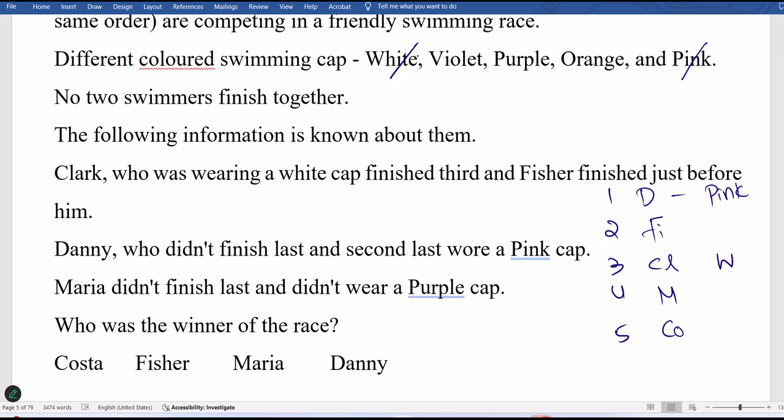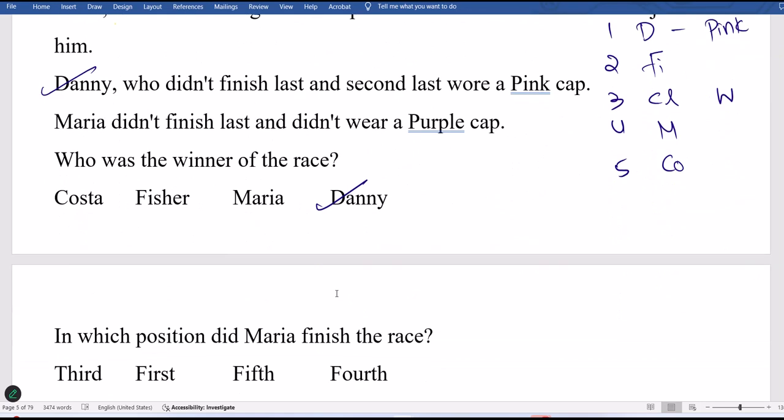Okay. Now Danny is going with pink. That's fine. This is completed. Now question: who was the winner of the race? Danny. This is completed. Who was the winner? Danny. This is not about the color. Which position did Mary finish the race? Fourth position.